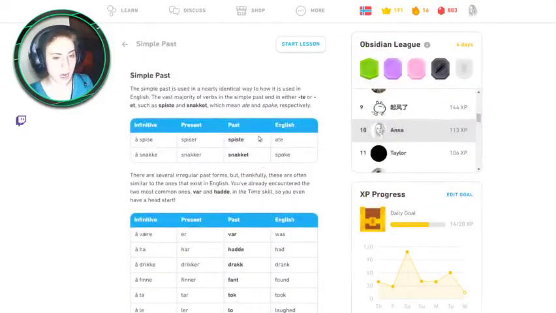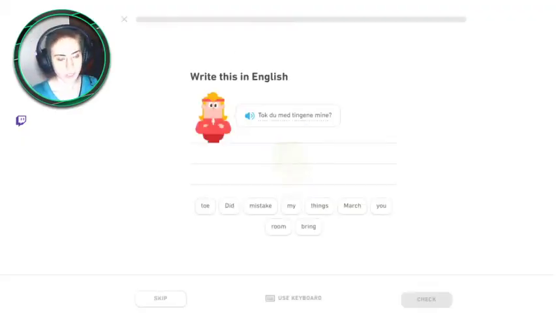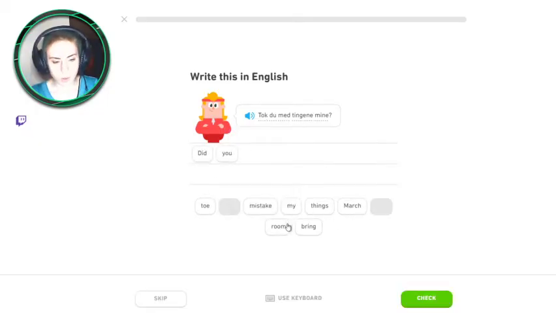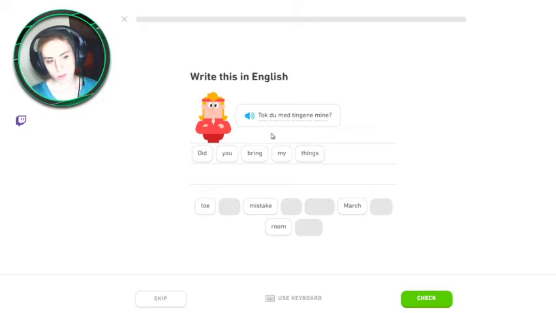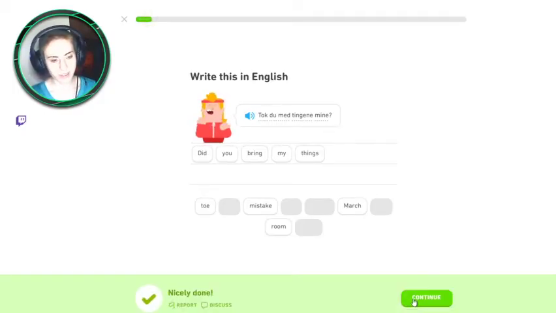Yeah, all these words, I'll run through a lesson just to give some more examples. Tok du med tingene mine? I know this word is definite plural, tingene, the things. My things. Tok du med tingene mine? Did you bring my things? Tok is the word for took, it says down here. But if you combine it with med, which is like a preposition for with, took with, bring, is my understanding of it.